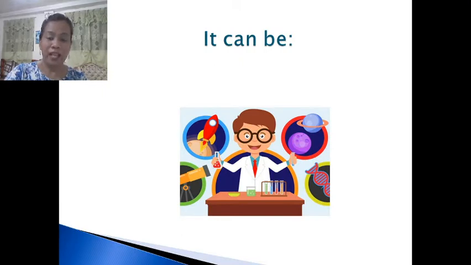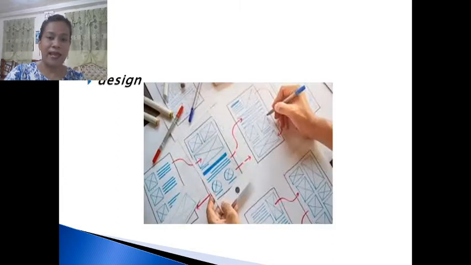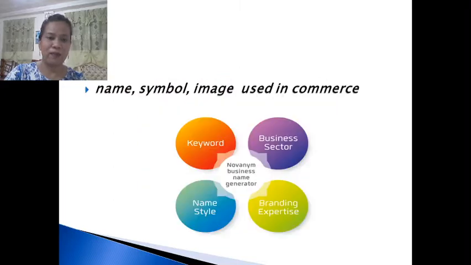What are they? It can be innovation, man's innovation or creation. Then artistic or literary works and design, even name, symbol, image that are used in commerce. Okay, so that's it.